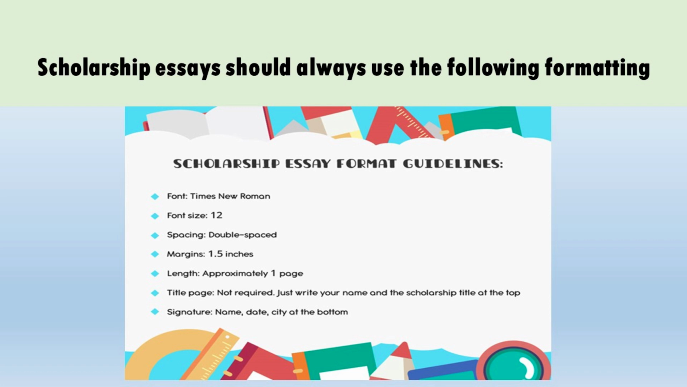For that reason, you have to follow this format. Number 1. The font. The font could be Times New Roman. Font size number 12. It's recommendable to use double space. You can use approximately 1 page. The title page is not required, just write your name and the scholarship title on the top. The signature, name, day, city at the bottom.